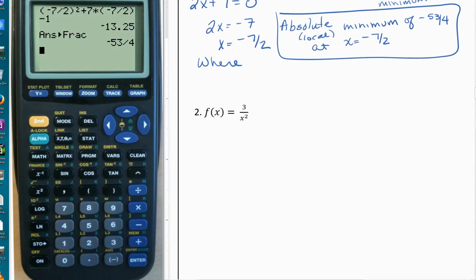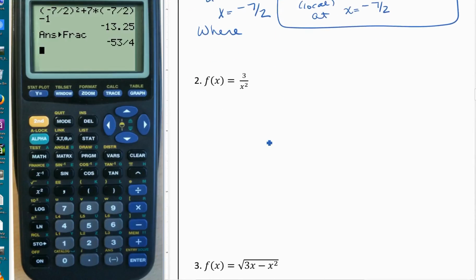Okay, next we have f of x equals 3 over x squared. Now, we know the domain of this function is all real numbers except for 0. So that would be negative infinity to 0, union 0 to infinity. So we would never have a critical value at 0 because we actually have an asymptote there. But we'll see what else is happening.